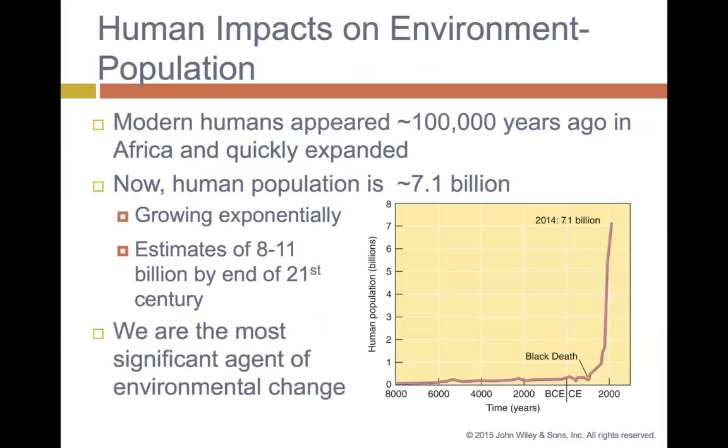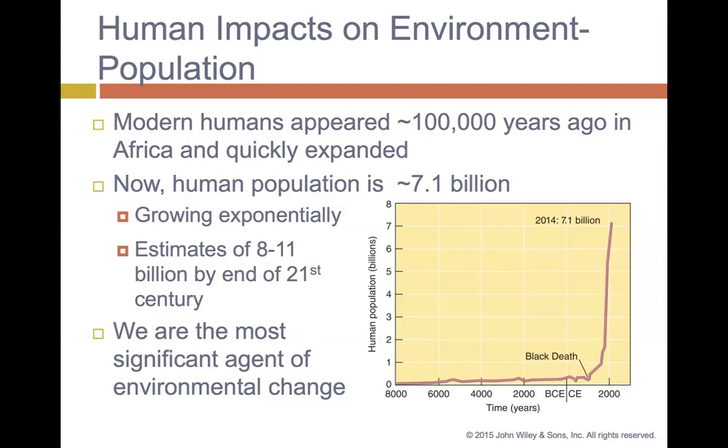And then we look at human impacts on the environment or population. So modern humans appeared so many years ago in Africa and then quickly expanded. And now the human population, at this point, this textbook was a 9th or 10th edition, but at this point, our human population is roughly 7.8 billion.